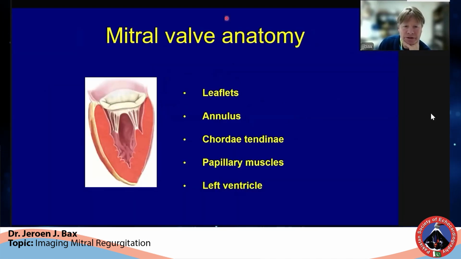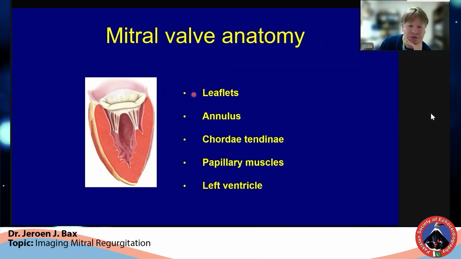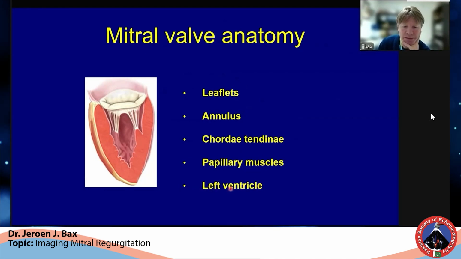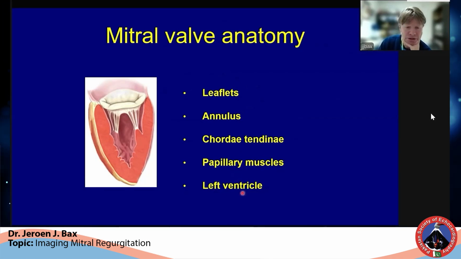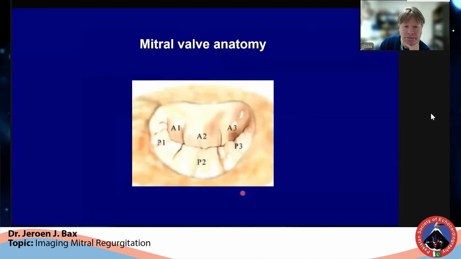Okay, let's talk very simply about mitral valve anatomy. We need to know that there are leaflets, there is an annulus, there are chordae, there are papillary muscles, and the most important of all of this is the left ventricle. All this here, numbers 1 to 4, is the disease of the valve. But this one is the disease of the ventricle. And that is, in the Western world as we are, the most significant cause of mitral regurgitation. It's not a disease of the valve. It's the ventricle that gets dilated and you get secondary mitral regurgitation.